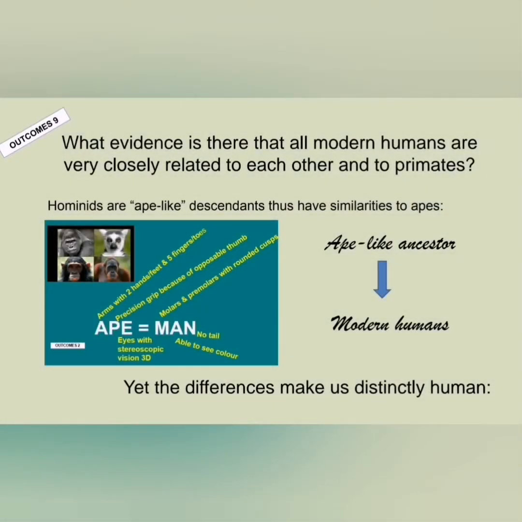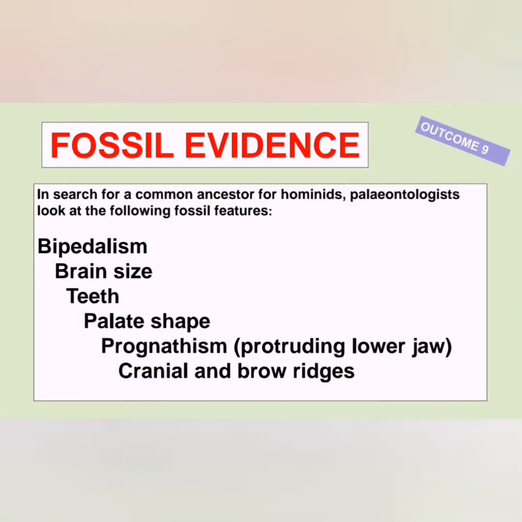justification for this theory. Now, we've already looked at what apes and man have in common, and we used the acronym APE equals man to remember the 6 criteria used to look at the similarities that we have. Although there are similarities which indicate that we're closely related, there are differences that make us distinctly human. The following characteristics are what paleontologists look at when they find a fossil to determine that, although it is ape-like, it is not human.